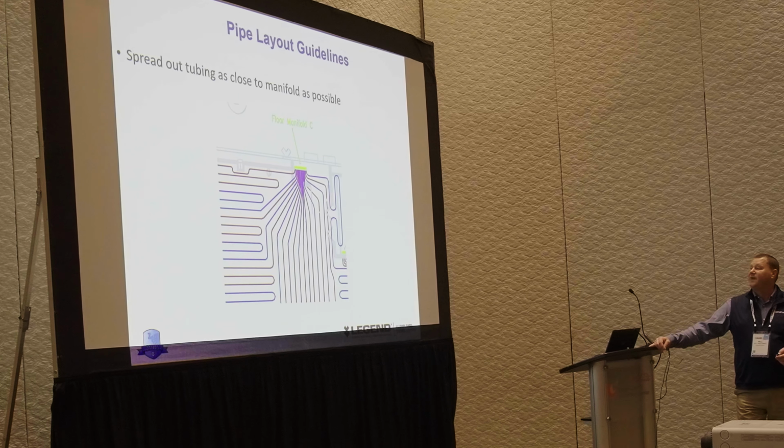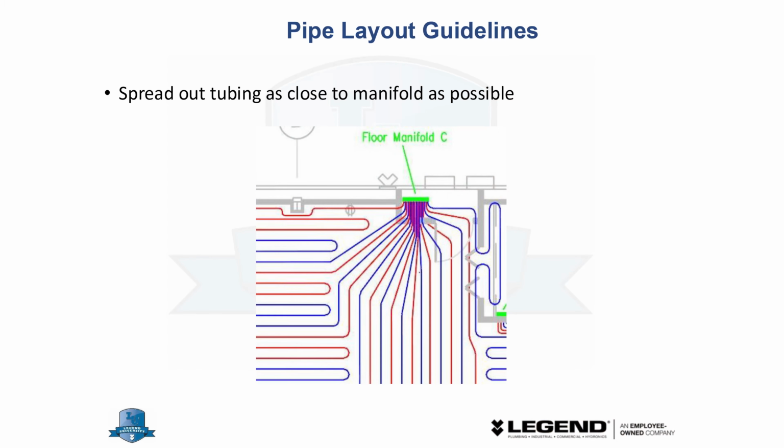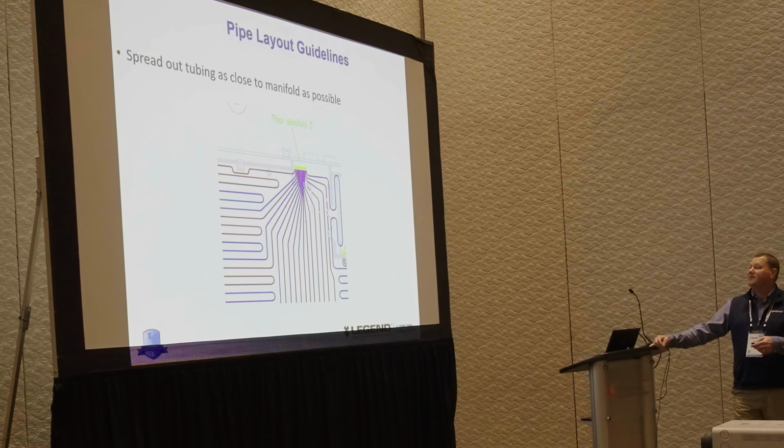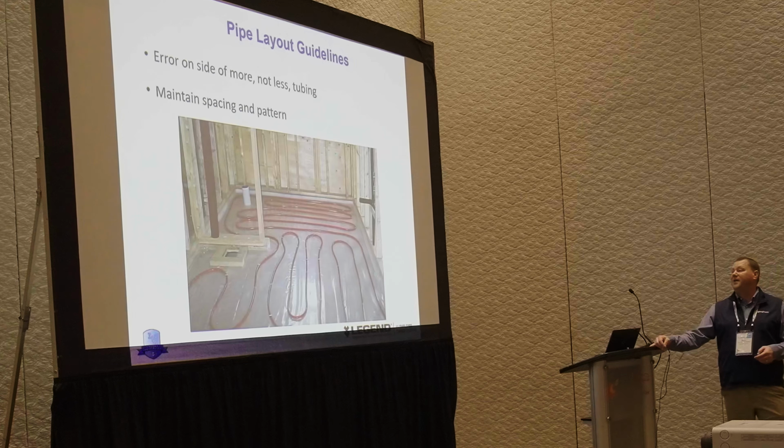If you're coming out of a manifold, especially when you're in a cement slab, spread that tubing out as quickly as possible to the design spacing. Anywhere that these tubes are, when I'm coming out of cement, that's going to be a hot spot. That closet's going to be cooking all the time, and we want to make sure we spread it out so we don't have a hot spot in that floor right off that manifold.